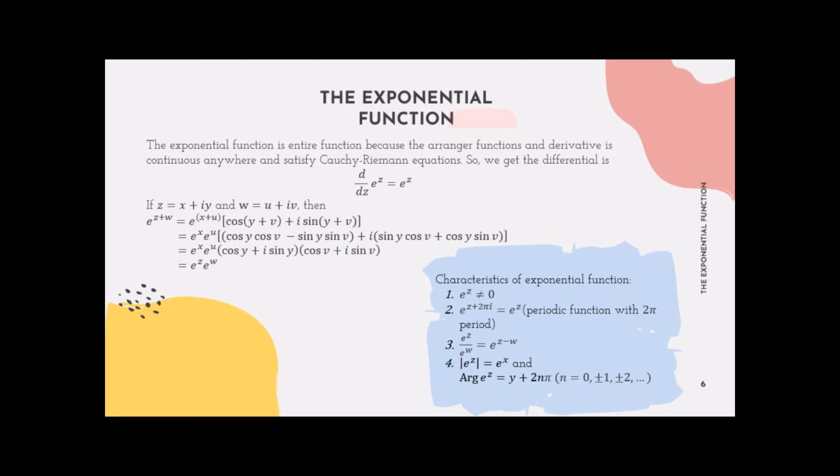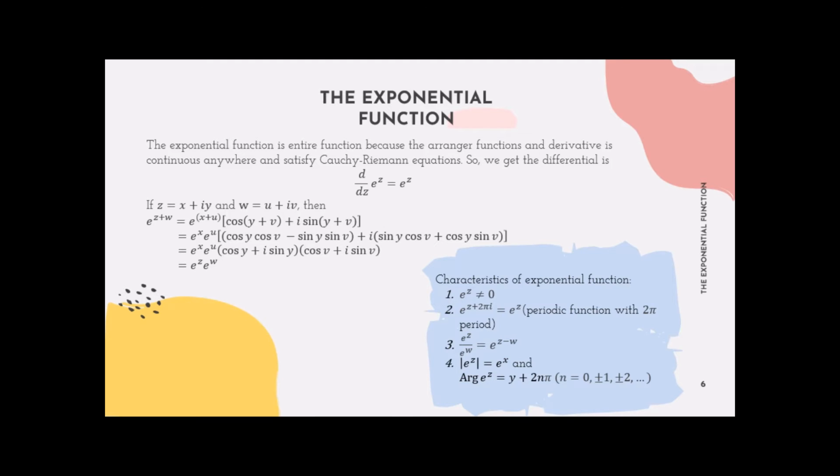The exponential function is an entire function because the real and imaginary part functions and their derivatives are continuous everywhere and satisfy the Cauchy-Riemann equations. So we get that the derivative is exp(c). If c equal to x plus iy and w equal to u plus iv, then exp(c plus w) equal to exp(c) times exp(w). The characteristics of the exponential function.